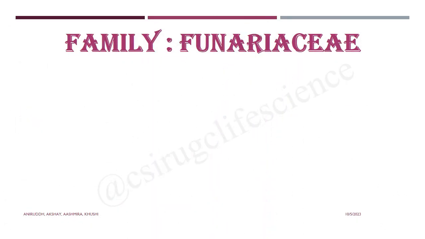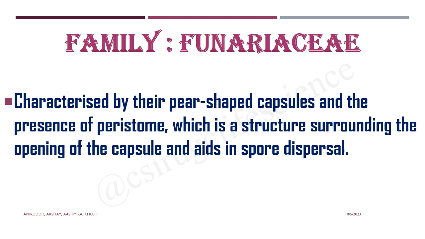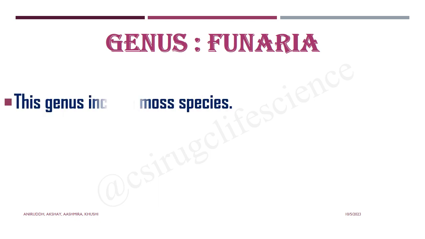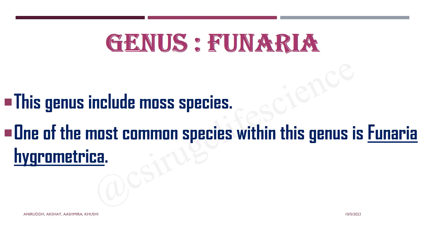Family is Funariaceae, characterized by their pear-shaped capsule and the presence of peristome. Peristome is a structure surrounding the opening of the capsule and helps in spore dispersal. Genus is Funaria. This genus includes moss species. One of the most common species within this genus is Funaria hygrometrica.